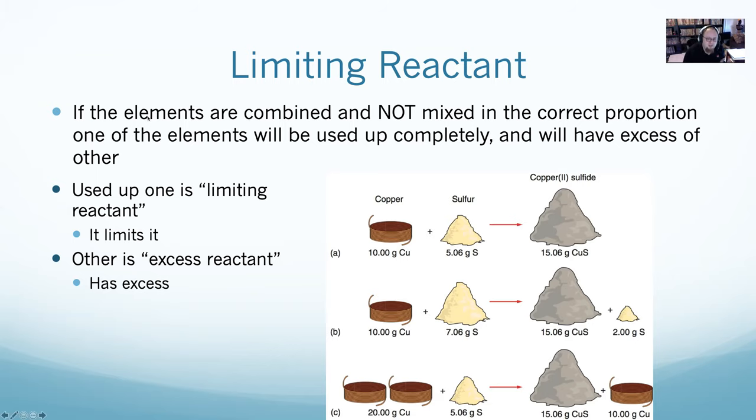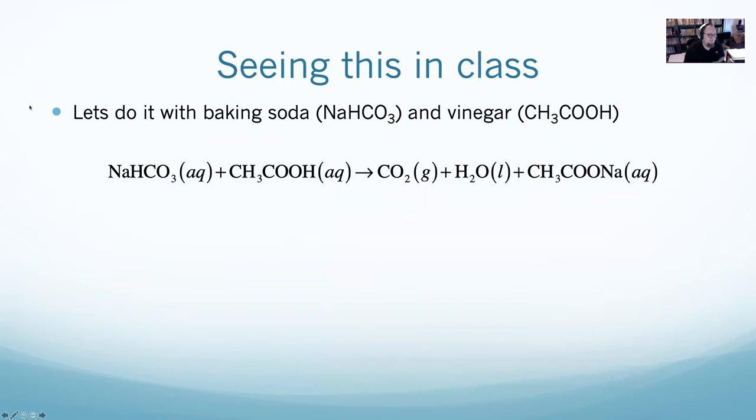Let me show you this in practice. This would be one I do live in class, but you know, that doesn't work. This chemical reaction, which looks stupidly complicated, what it says is if you take baking soda and mix it with vinegar, it produces a gas, water, and something dissolved in water. That's what that says. This is the baking soda and vinegar problem. You put baking soda and vinegar together, they foam up.